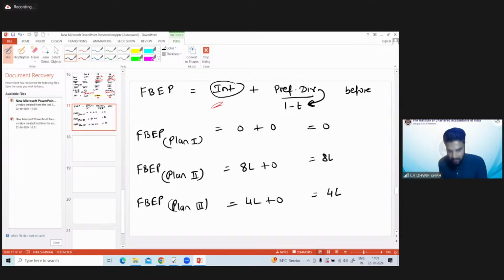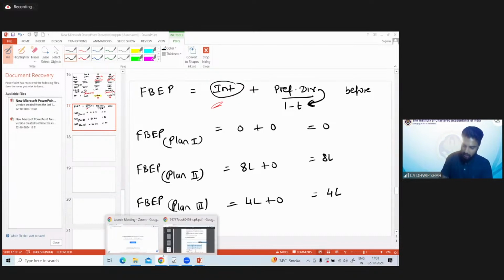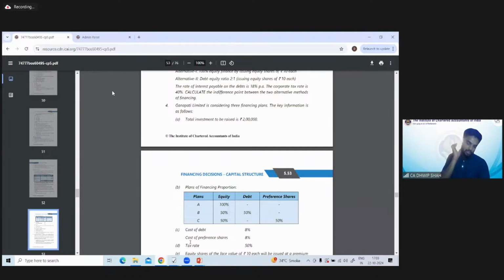So let's solve this question. Let's solve question 4. It will be like a complete package question and you will understand it more clearly. See, here we have solved financial break-even point through formula. I will show you the reverse engineering method as well. So in that case, you will understand more clearly. We will solve it through reverse engineering now.